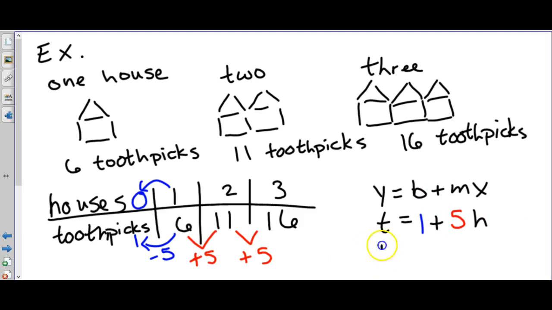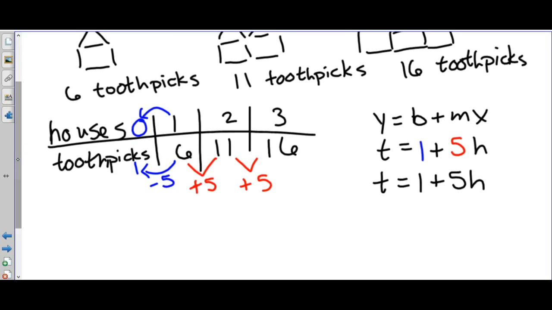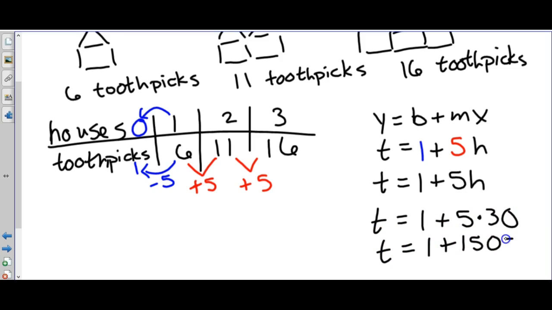So then our function rule would be the number of toothpicks is 1 plus 5 times the number of houses we want to build. So again, we could use that function rule to find for lots and lots of houses. If we wanted to build 30 houses, we'd have 1 plus 5 times 30. 5 times 30 is 150, and 1 plus 150 is 151. So we would need 151 toothpicks to build 30 houses.